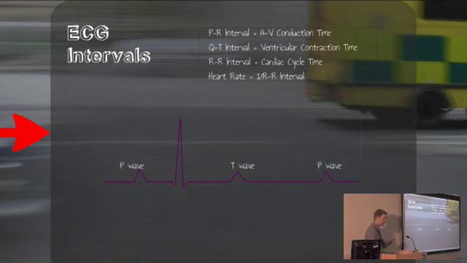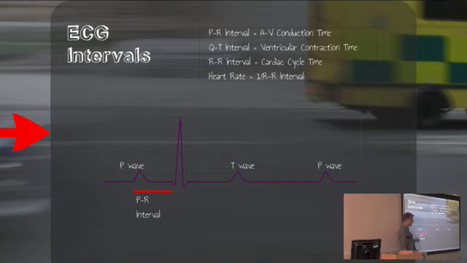We also want to look at the intervals when we're looking at the rhythm strip. So there are some intervals that we really need to know about. First one is obviously the PR interval. You know what the normal PR interval is? 3 to 5 small squares, yeah. So that's 0.12 to 0.2 seconds, or 3 to 5 small squares. And you measure that from the start of the P wave to the start of the QRS.